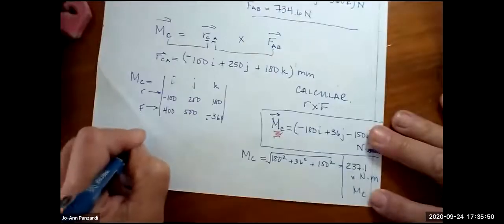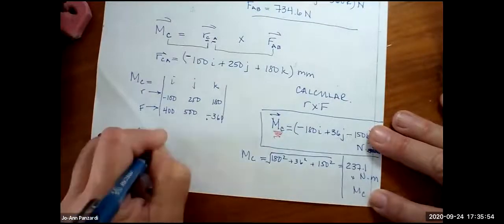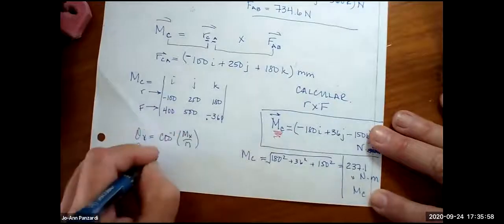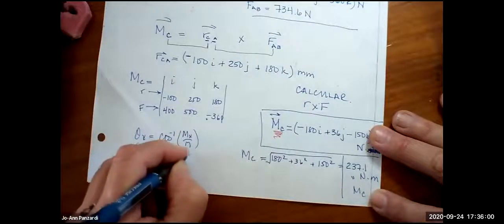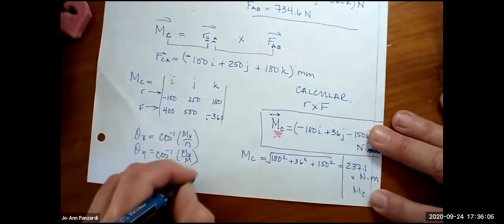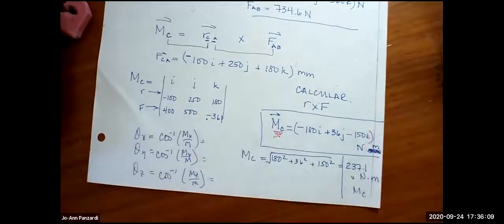So can we find the direction angles here? It's the inverse cosine of Mx over M. Inverse cosine of My over M. And the inverse cosine of Mz over M. And let's find those. I don't know if I have them, so you guys have to find them.